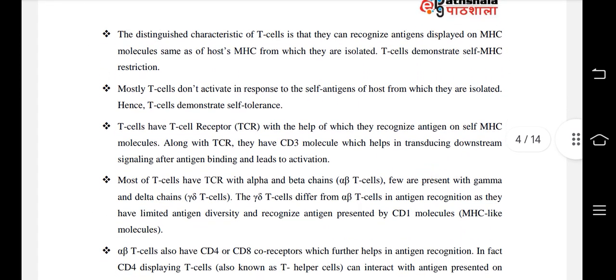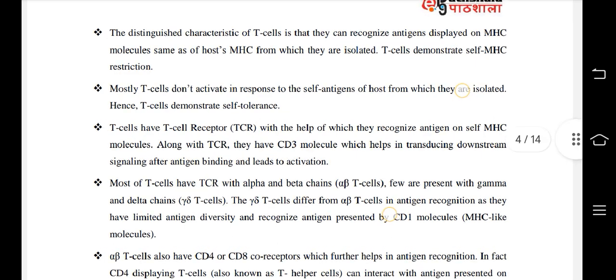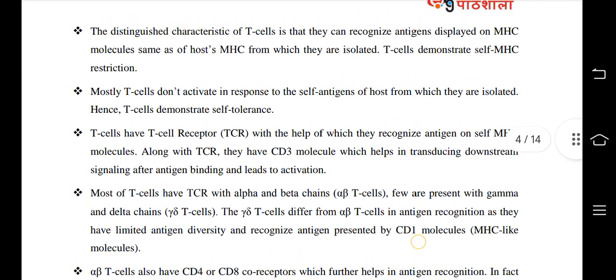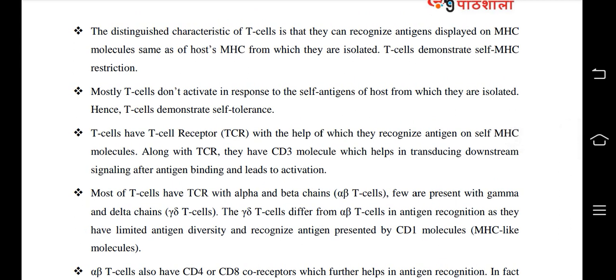The distinguished characteristic of T cells is that they can recognize antigens displayed on MHC molecules, the same as the host's MHC from which they are isolated. T cells demonstrate self-MHC restriction. Mostly T cells don't activate in response to the self-antigens of the host from which they are isolated. Hence, T cells demonstrate self-tolerance.